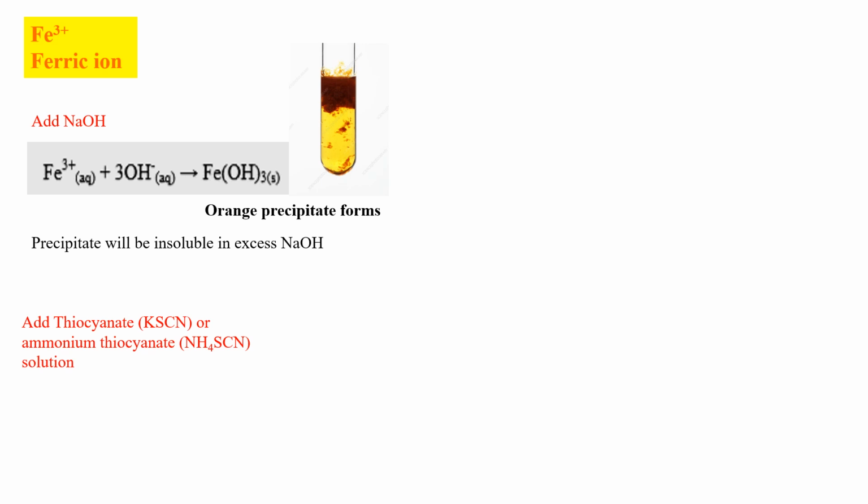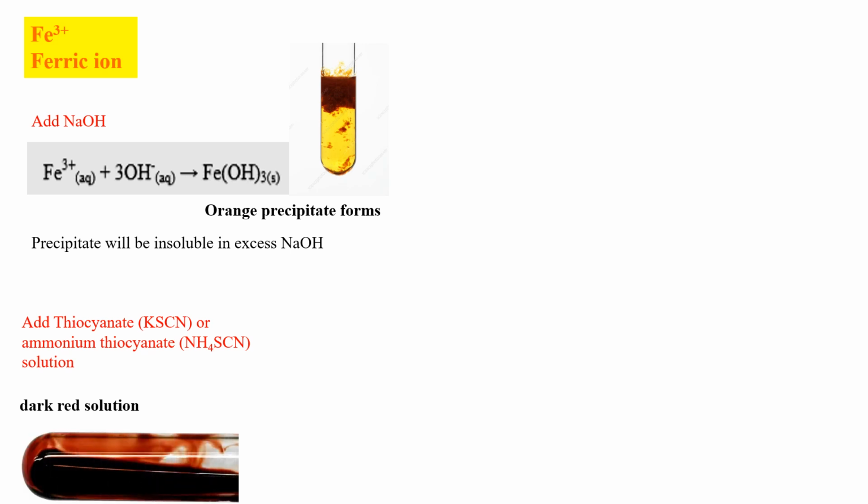But before that, the other test that we will be looking at for the presence of Fe3+ is a solution called thiocyanate. Thiocyanate is an anion which can be combined with potassium to form potassium thiocyanate or ammonium thiocyanate. When this is added to the Fe3+, it will result in a dark red solution. And this is how the dark red solution is going to look.